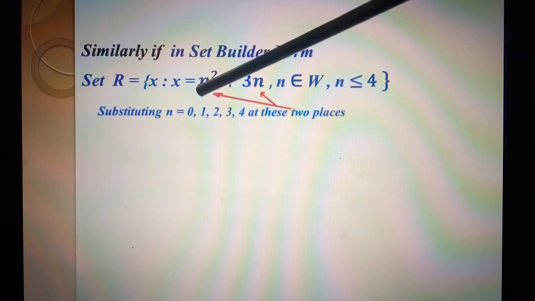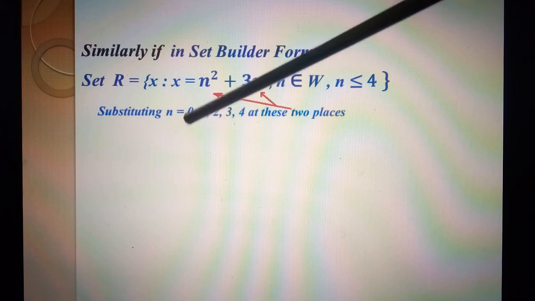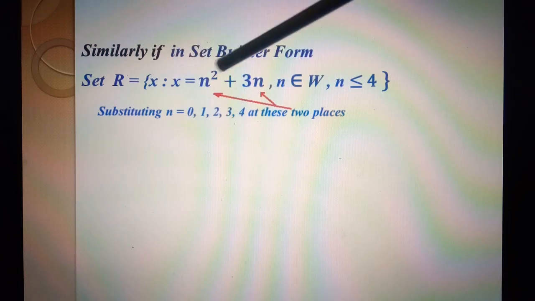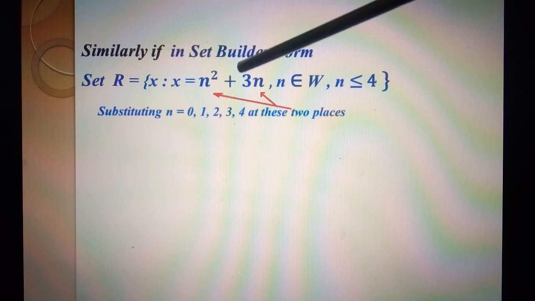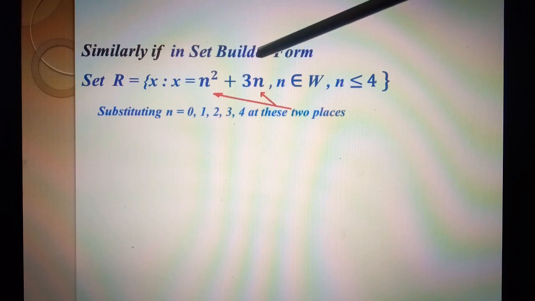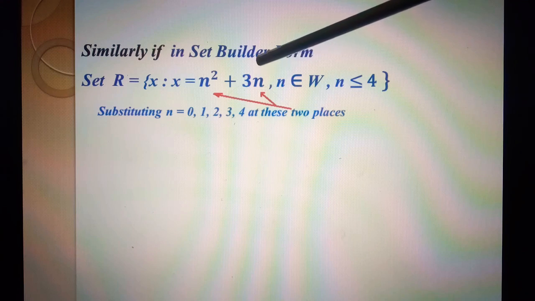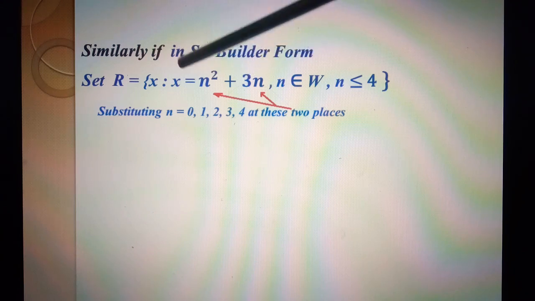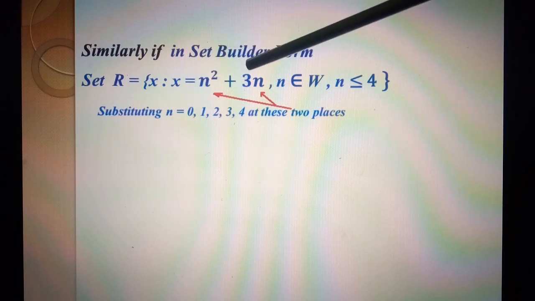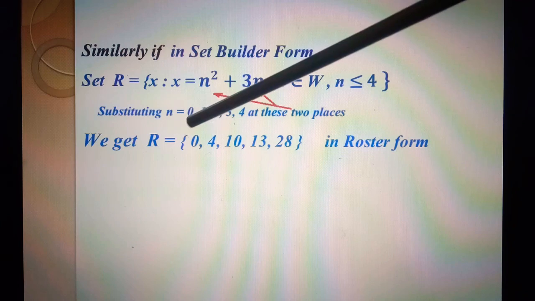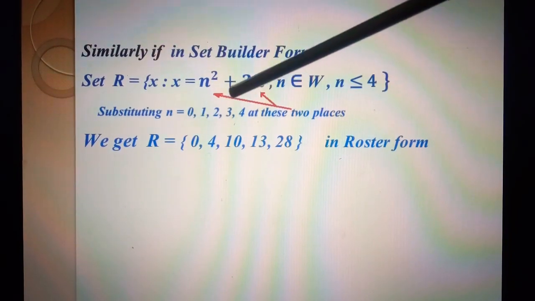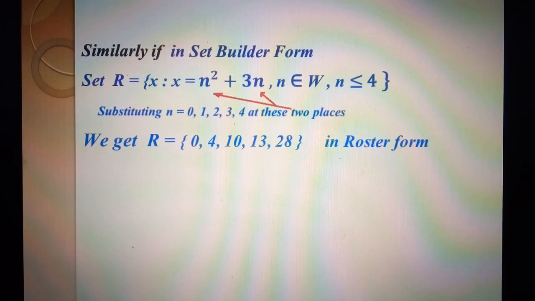So we would be substituting in these two places 0, 1, 2, 3, 4, and we would do the calculation. So for example, if I put 0 over here, it will be 0 square plus 3 into 0. So that is equal to 0. So the first element would be 0. The second element would be 1 square plus 3 into 1. That is 1 plus 3, that is equal to 4. So like that it will continue, and we would get the set R in the roster form, that is 0, 4, 10, 18, 28.